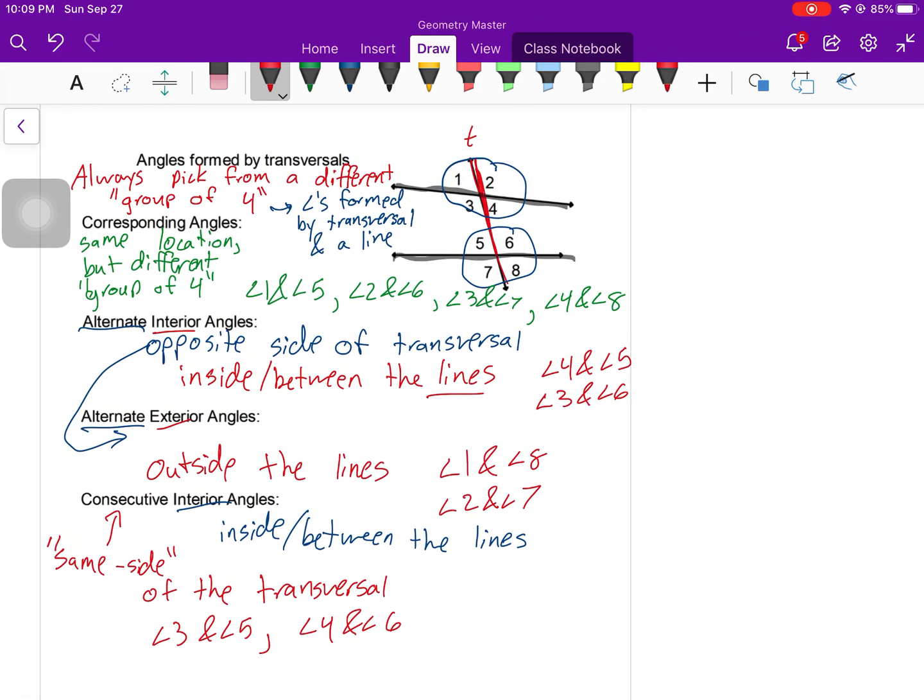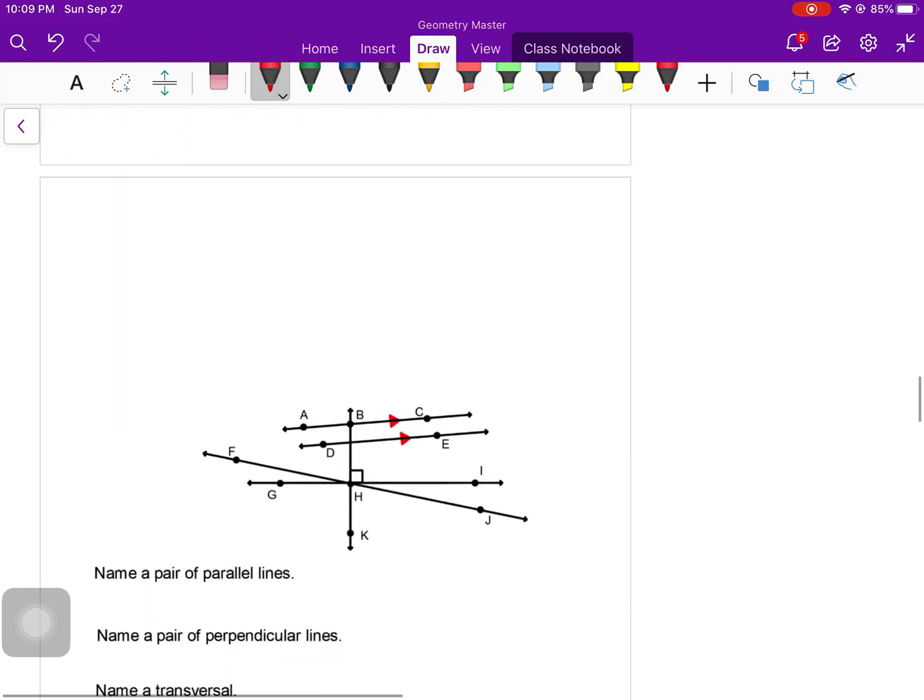So I've got a whole bunch of different angle pairs. Okay, you need to make sure that you know each one of these. If you do not, there are theorems that we're going to be using, postulates that we're going to be using, that you're not going to be able to do if you do not know these things. You need to be able to identify corresponding angles, alternate interior angles, alternate exterior angles, and consecutive or same side interior angles. Sometimes I'll say consecutive interior, sometimes I'll say same side. They mean the exact same thing.